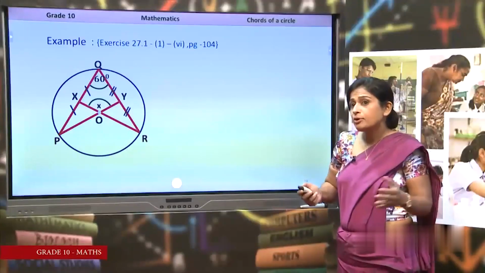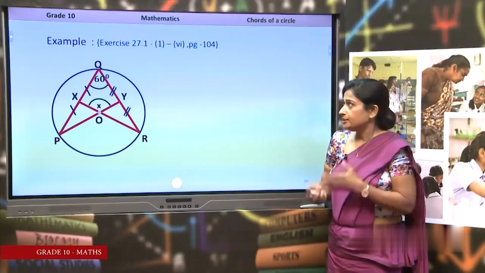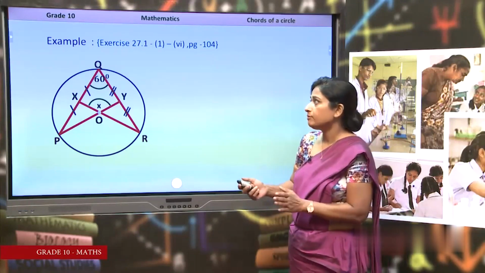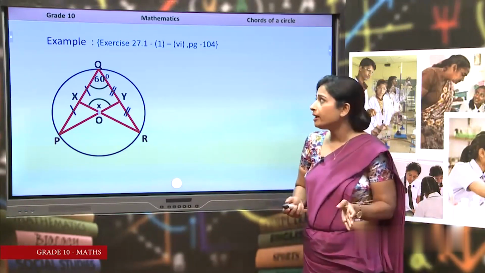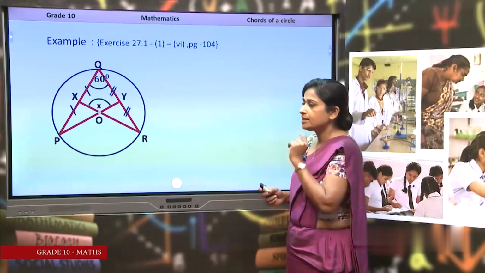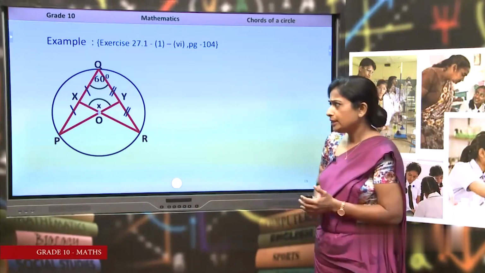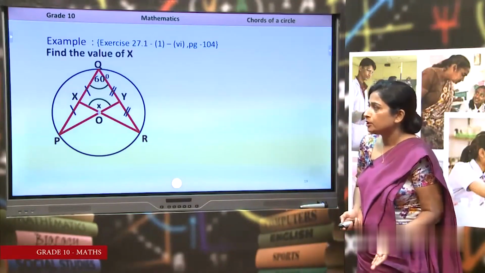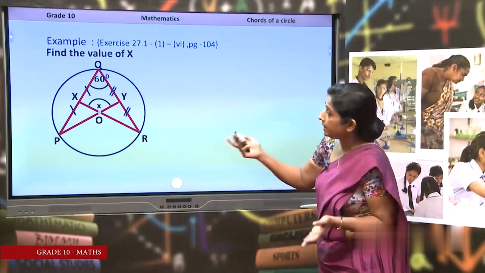Okay, children. Now I'm going to do another example. Take your textbooks and turn to page 104. I have taken a sum from exercise 27.1. That's the first question, Roman number 6. You can see this diagram in your textbook. So in this diagram, what do they ask us to do? Find the value of x. So we have to find the value of this x angle.